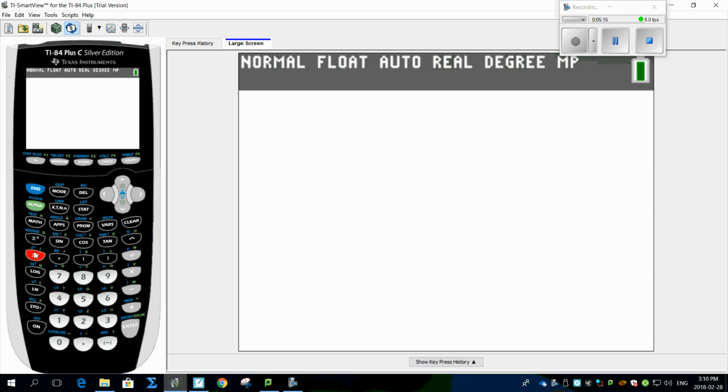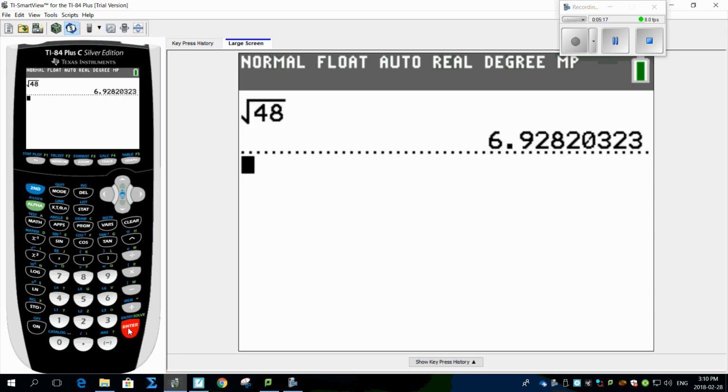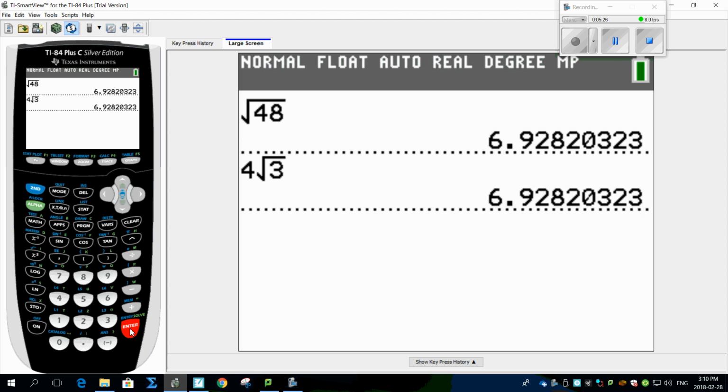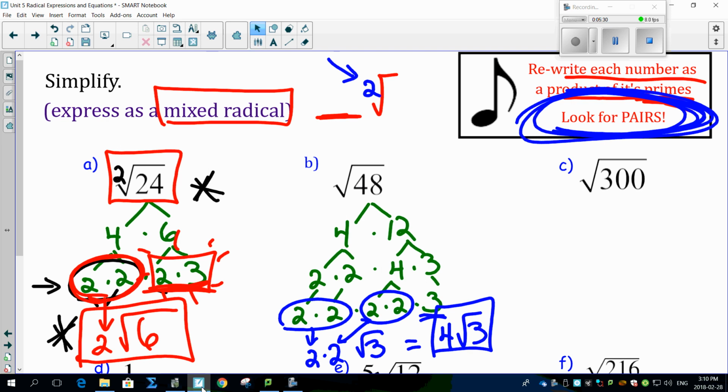Square root of 48 equals 4 square root 3 better give us 6.928, and it does. Look at that, identical. So that tells you that your breakdown is done perfectly. You went from your entire radical to a mixed radical, no problem.